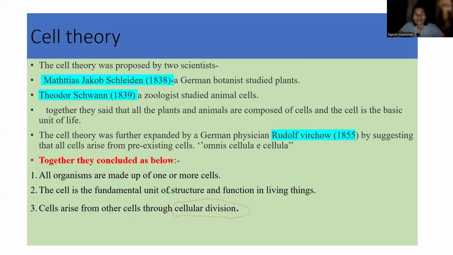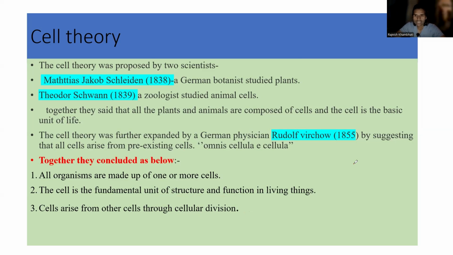Means the new cells are arising from the... okay, you have to repeat after me. The new cells are arising from pre-existing cells through cell division. Okay, so this is the cell division term. Now we have to see this term in the end of the chapter. What is the meaning of cell division?